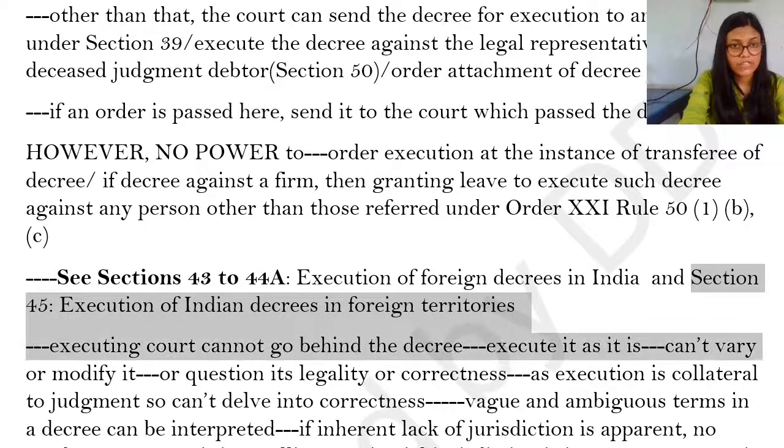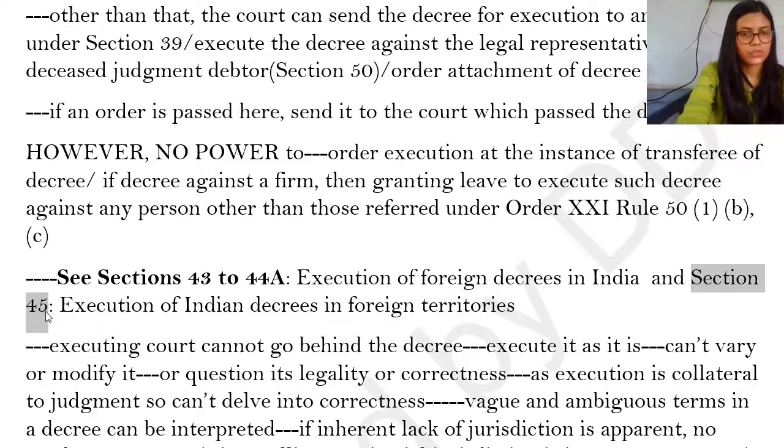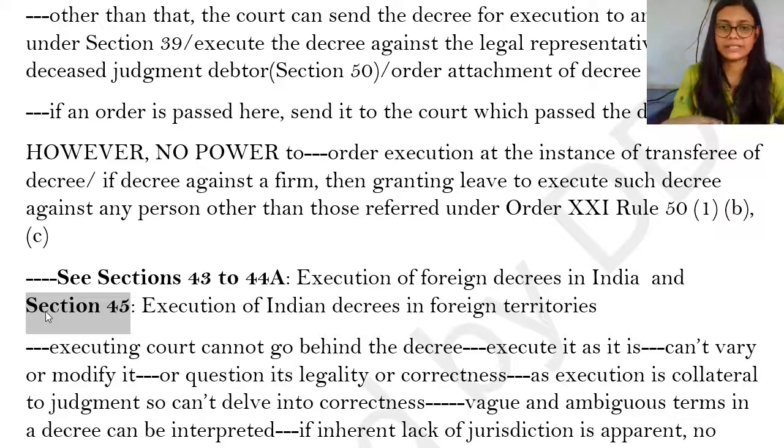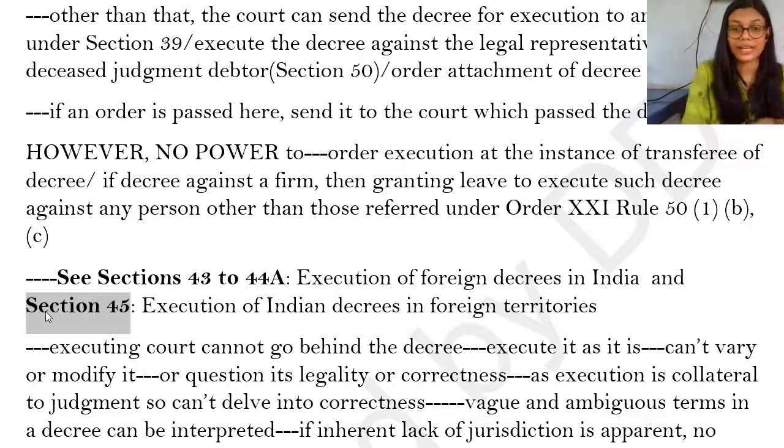Now with this we have dealt with courts executing a decree. Here you have to see another thing, that an executing court cannot go behind the decree. If there is a decree, it has to execute as it is. It cannot vary or modify the decree, or go into its correctness or legality, because execution is collateral to a judgment. You are just enforcing the judgment, you're not checking the validity of the judgment. This is why you're not going into its correctness. However, if there are vague or ambiguous terms which they are not able to interpret as such, then you can interpret it accordingly, and otherwise you cannot question it.